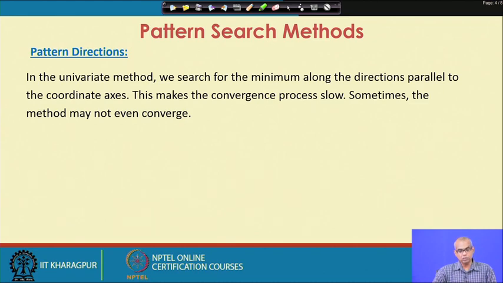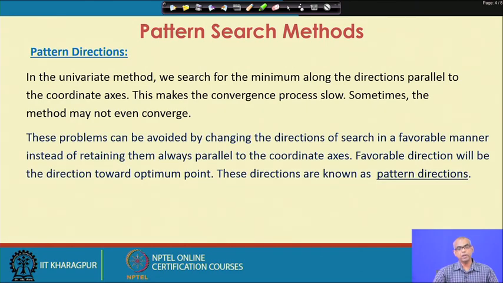In the univariate method that we have just seen, we search for the minimum along the directions parallel to the coordinate axis. So, for a two variable problem, maybe we will first keep x2 fixed and move in the direction of x1, which is parallel to the coordinate axis. Again you move in the direction of x2 parallel to the coordinate axis. This makes the convergence process slow. Sometimes the method may not even converge.